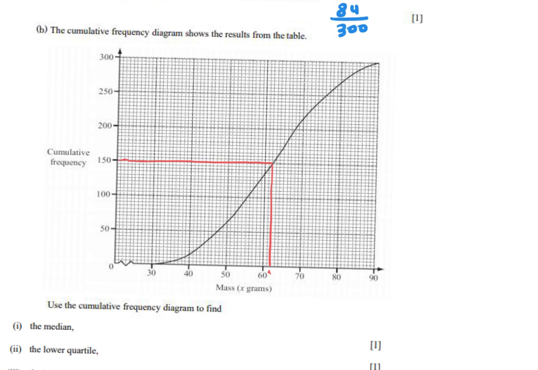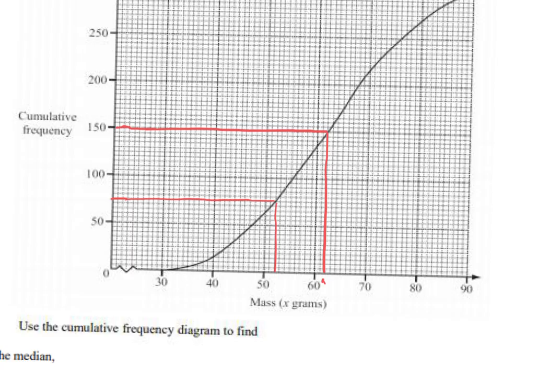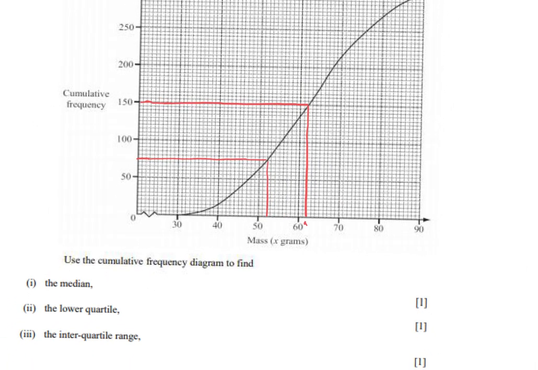Now to find the lower quartile, multiply 1 over 4 by 300, so 75. Now from 75, this 75, the halfway between 50 and 100, draw a horizontal line till you reach the curve. So the answer is 52. So the lower quartile is 52.